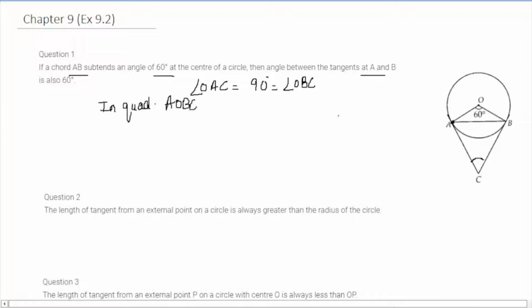AOBC, we know the measure of angles OAC and OBC are both 90 degrees. 90 plus 90 plus angle AOB, that is 60 degrees, plus angle ACB, the sum of all the four angles should be equal to 360 degrees, and so it means angle ACB is 120 degrees. So hence angle ACB is 120 degrees. It is not 60 degrees. So it means this statement is false.